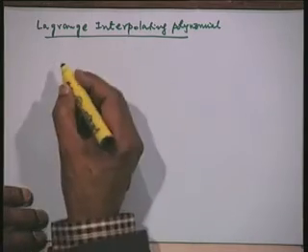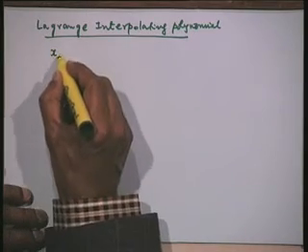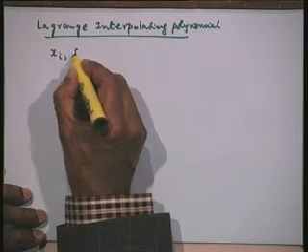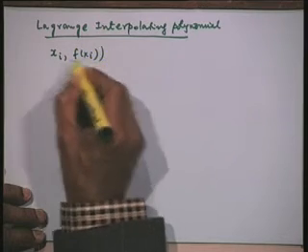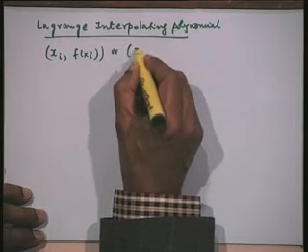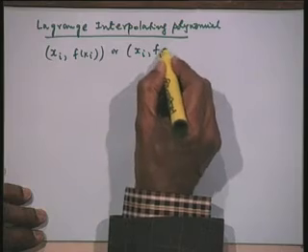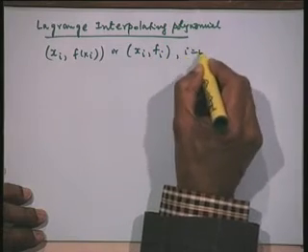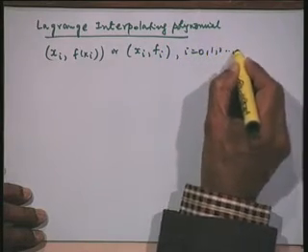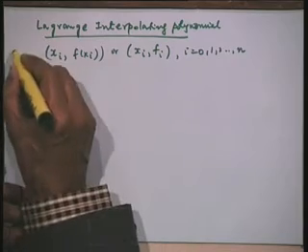Now, let us again take the data as the given data is x_i, f(x_i), or let us use a short notation x_i, f_i, i = 0, 1, 2, ..., n. This is the data given to us.